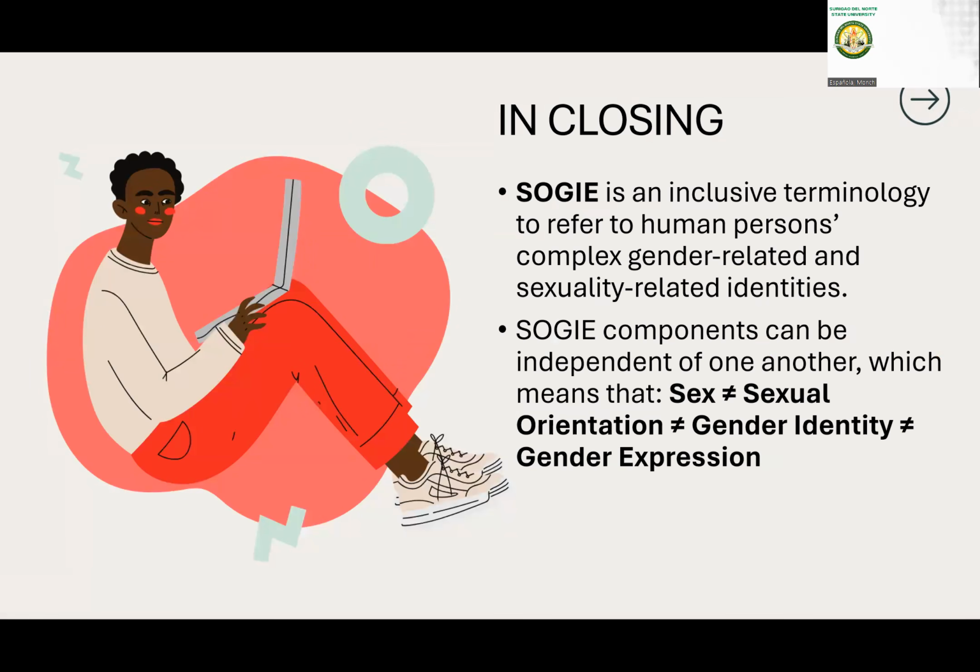Now, in closing, SOGI is an inclusive terminology which refers to human persons' complex gender-related and sexuality-related identities. SOGI components can be independent of one another, which means that sex may not be equal to sexual orientation at all times, and sexual orientation and sex may not correspond to gender identity at all times, and these three together may not always be congruent to gender expression. So naa siya'y equal cancel sign, whatever that's called.